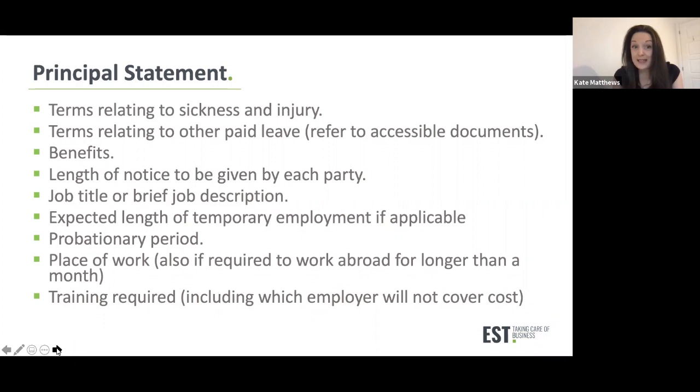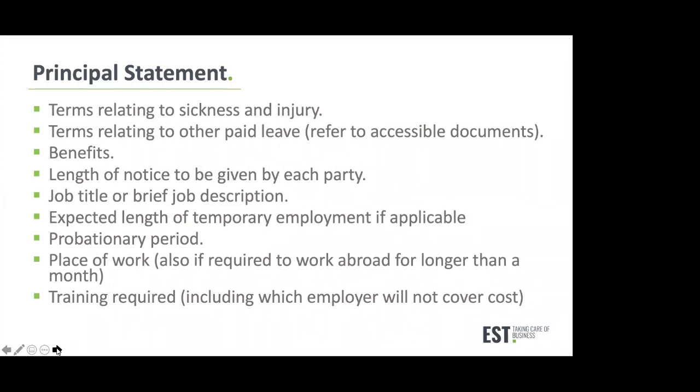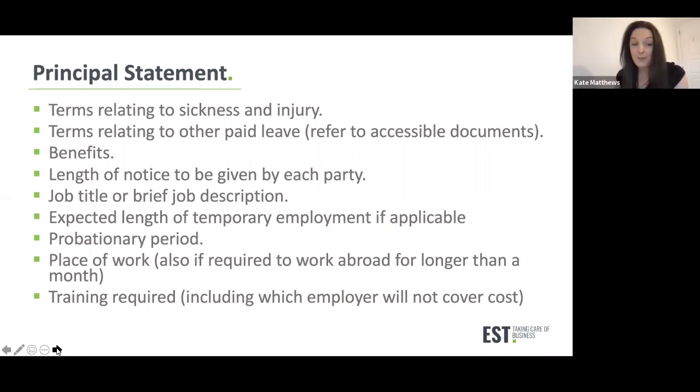Place of work needs to be in the principal statement, and whether or not the employee is required to work abroad for a continuous period of a month. Because if an employee is going to be working abroad for a continuous period of a month or more, then you will have a whole load of new implications in terms of the host company's employment rights.